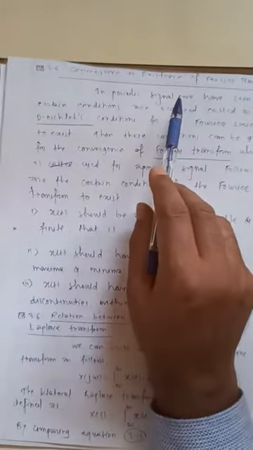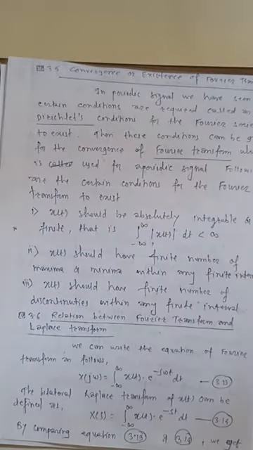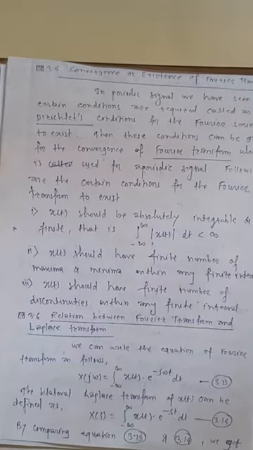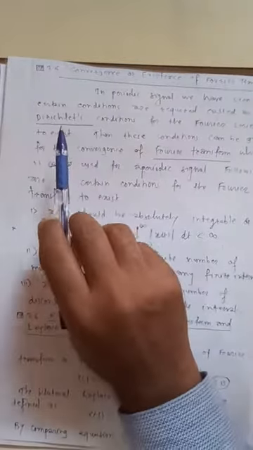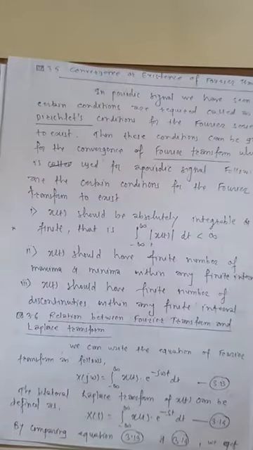Convergence or existence of the Fourier transform means what? Whenever you are finding the transform of a given signal, it should have a finite quantity. A finite quantity is called convergence of that particular transform, or existence of that transform. Then it has to follow certain conditions, and those conditions are called the Dirichlet conditions.